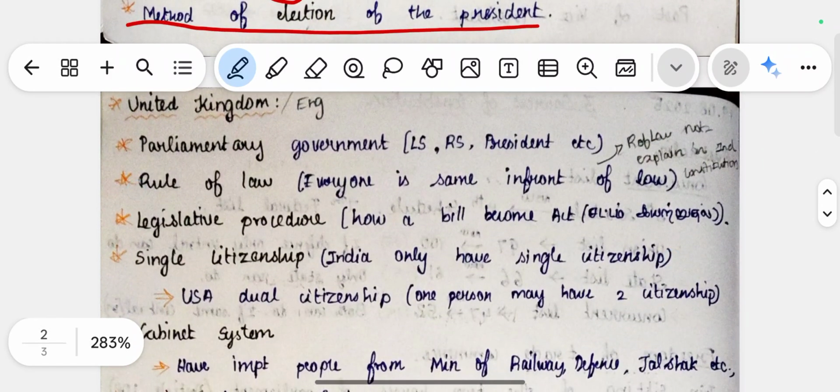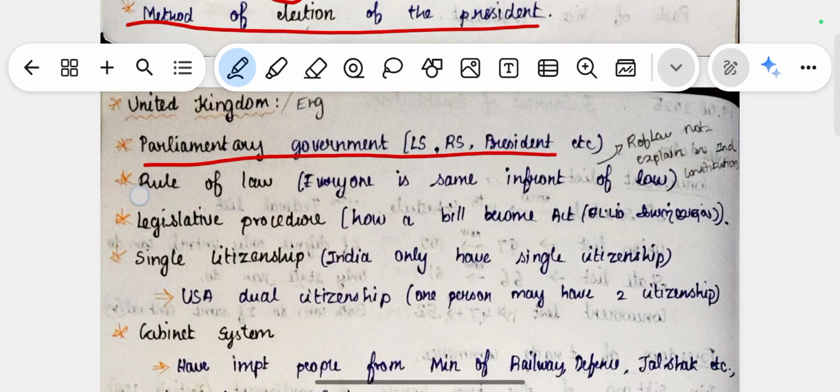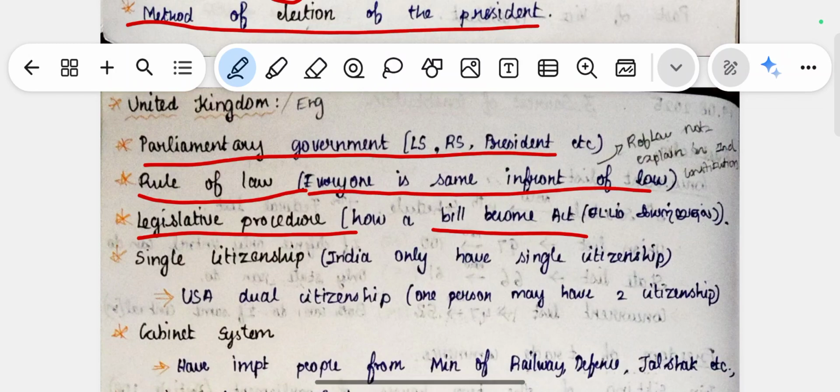The next one is the United Kingdom. The parliamentary government, Lok Sabha and Rajya Sabha. Then the rule of law, which means everyone is the same in front of the law. And the legislative procedure, like how a bill becomes an act: it goes to the Lok Sabha, the Rajya Sabha, then to the president. Likewise, the single citizenship. India only has a single citizenship.